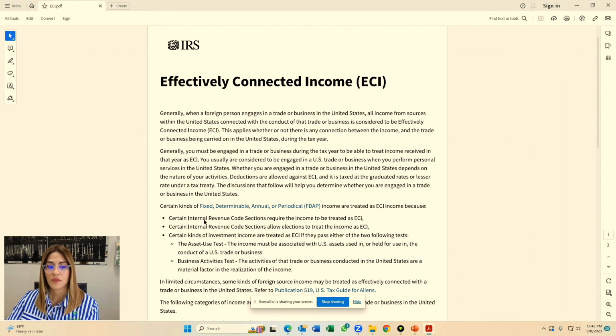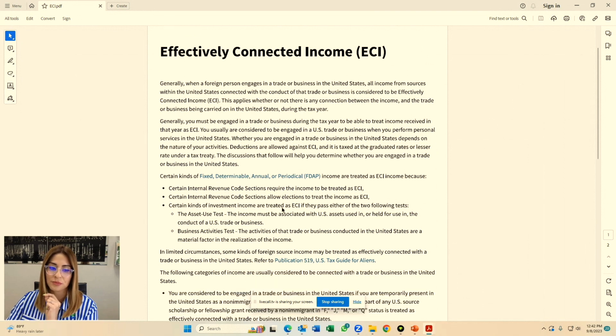Why? Because it can be treated as ECI under the asset use test. In the case of rental properties, the income must be associated with the U.S. asset used in or held for use in the conduct of a U.S. trade or business. So the house is obviously here and it's conducting business in the U.S. So you can elect to have it treated as ECI. All right.